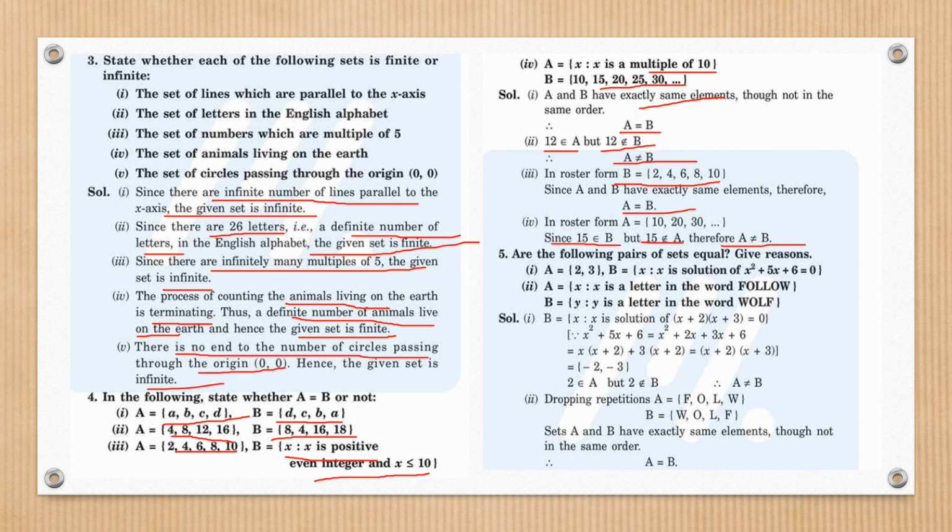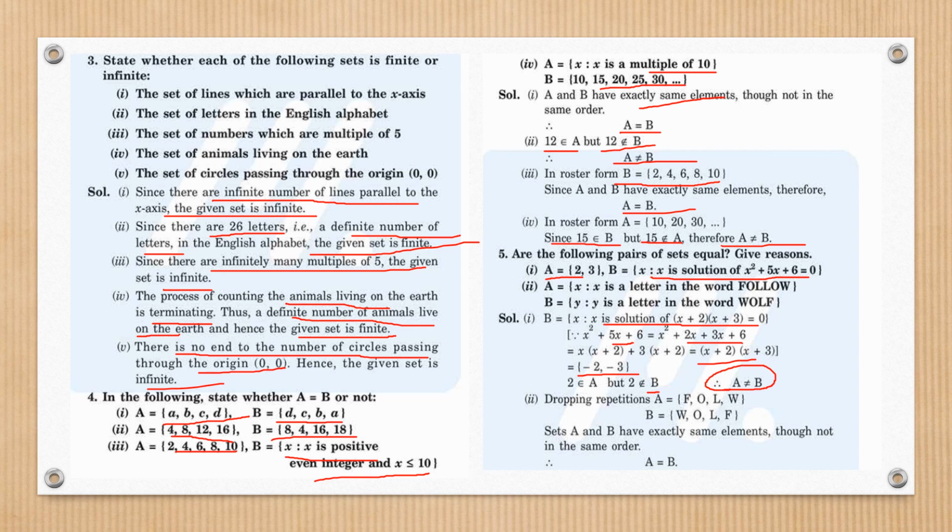Number 5: are the following pairs of sets equal? Give reasons. A is {2, 3} and B is {x: x is a solution of x square plus 5x plus 6 equal to 0}. The factors can be done: (x plus 2) into (x plus 3) equal to 0. So the solution set will have elements -2, -3, which are not the same as A, because 2 belongs to A, but it does not belong to B. So definitely even one element is enough to conclude that sets are not equal.